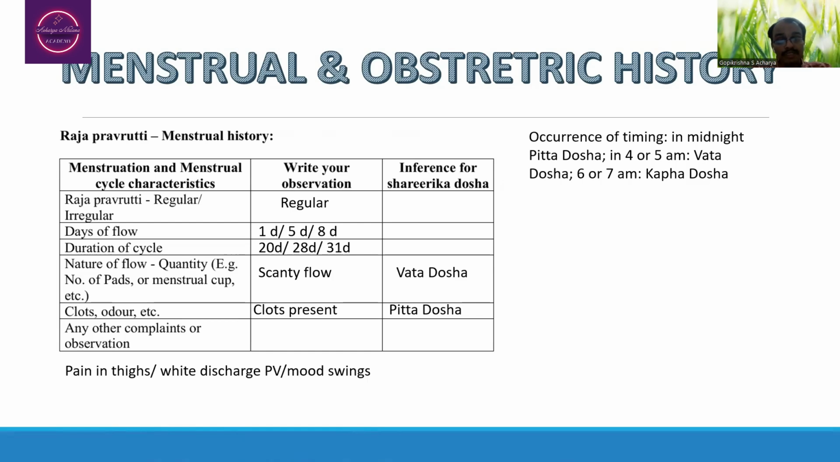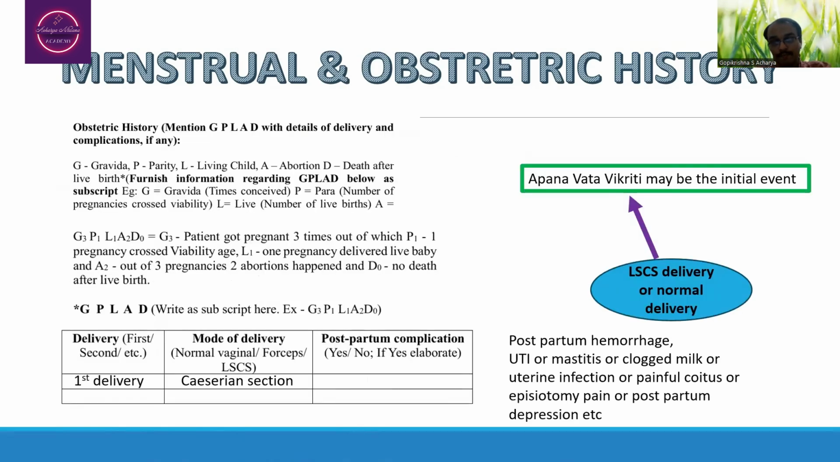Or if the lady presents with 4 or 5 a.m. as the appearance of menstruation, then we may suspect Vata dosha dominance may be responsible for that appearance of menstruation. Or 6 or 7 a.m., if the lady presents with menstruation, then we may suspect there may be a possibility of Kapha dosha dominance at that particular time period. So, like that, menstrual history will be helpful in possibly identifying the pathological changes happening inside the body.